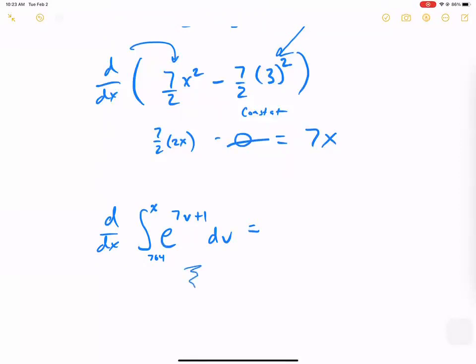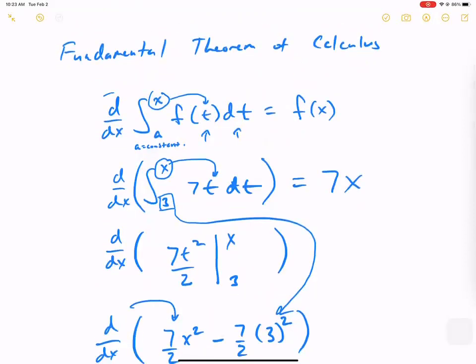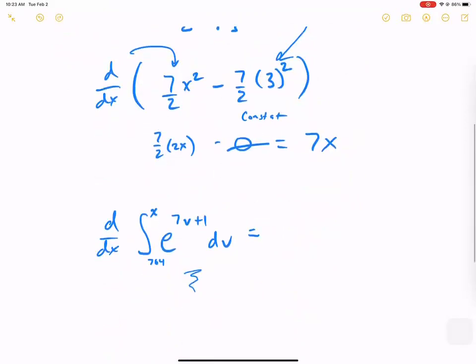The rule simply states, let me go ahead and review the rule. The rule says if I'm taking the derivative of an integral, they should essentially cancel each other out. So just plug in the variable into your inside variable. Okay, so hopefully you guys should see this is simply just e to the 7v. V becomes what? V becomes x plus 1. Thank you. And we're done.